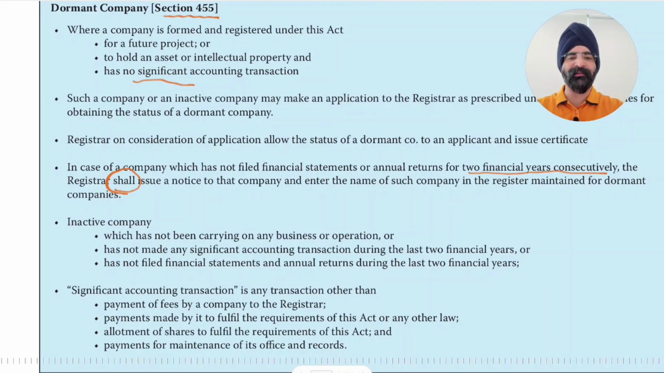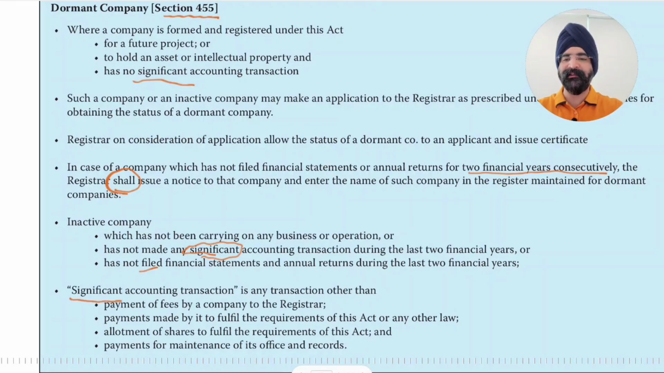Inactive company: a company which has not been carrying on any business or operation. Okay, so it is not carrying on any business operation. Number two, has not made any significant accounting transaction during the last two financial years. Again, the word is significant. Regular payments are allowed, but there is no transaction as to business. Or has not filed financial statements and annual returns during the last two financial years. So it has not done its annual filing for the last two years, or has not made any significant accounting transactions. It can be that it has filed its financials, but the financials do not reflect any significant accounting transaction, and there is no business. It is an inactive company.